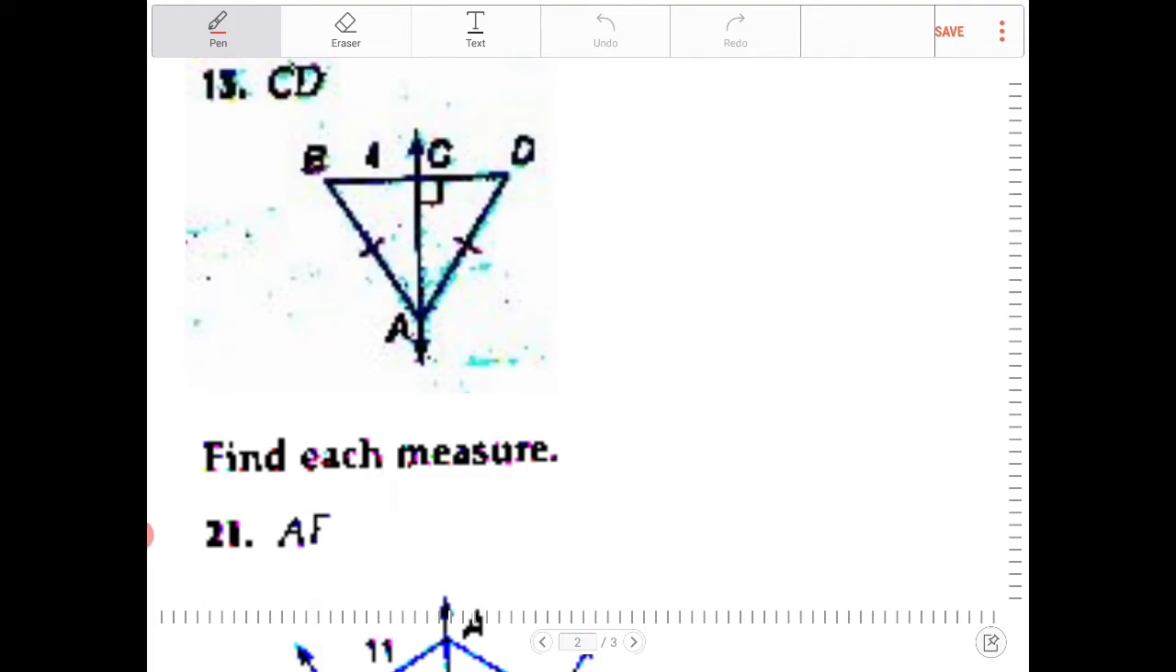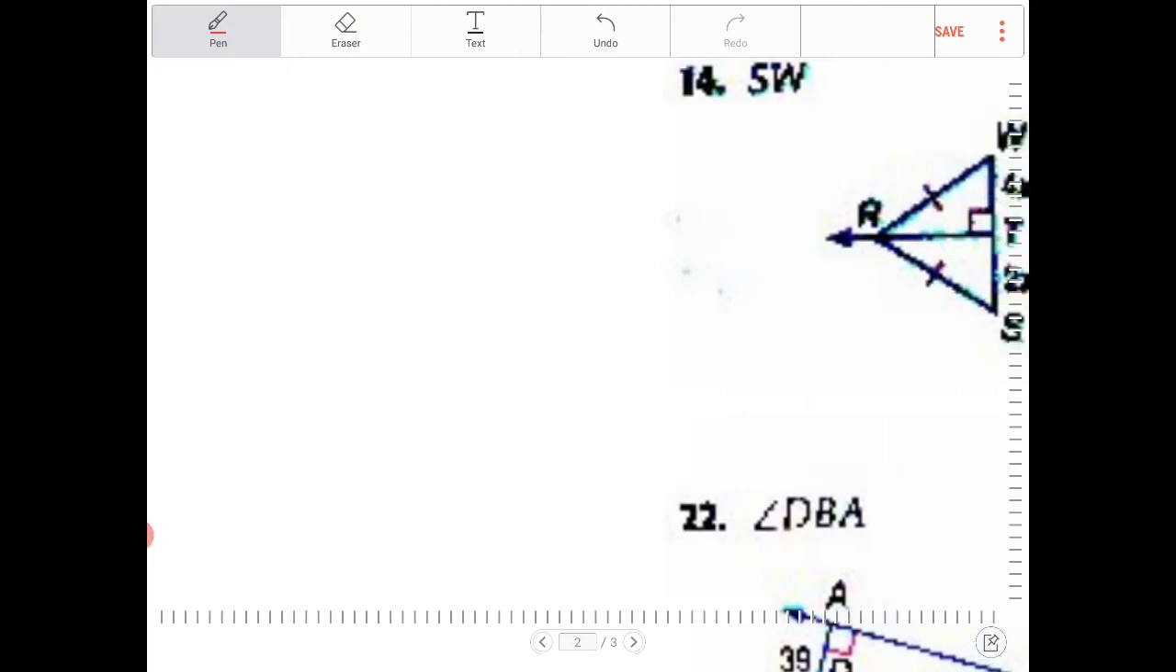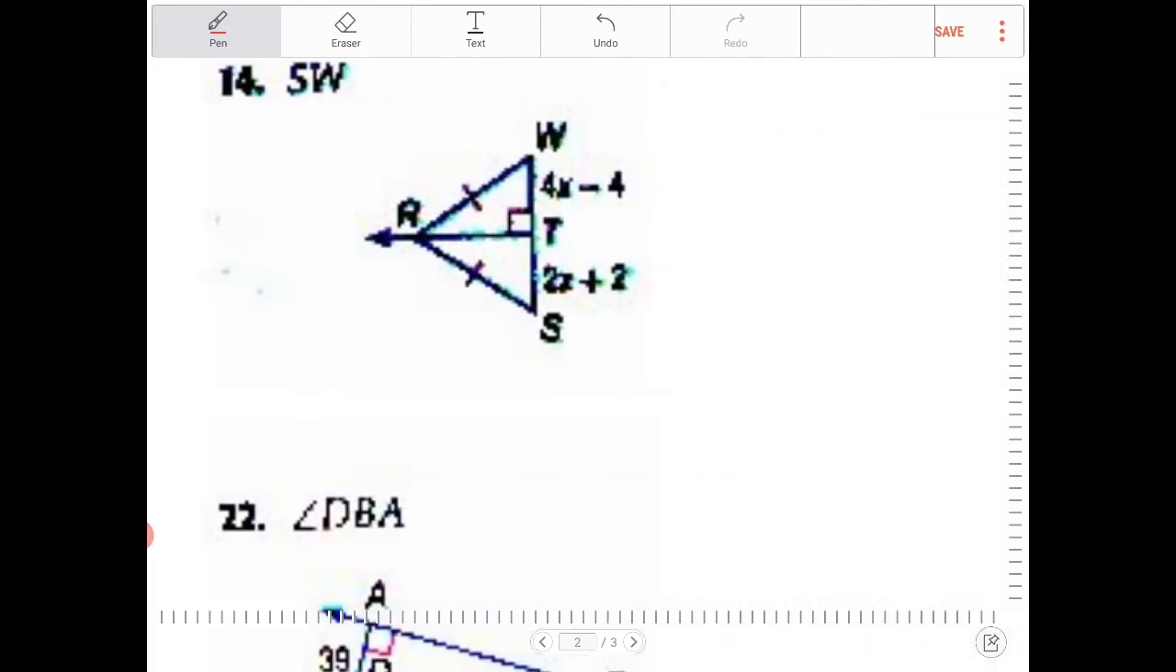Next, this is again a perpendicular bisector. So BC is equal to CD, which is equal to 4. Number 14, this is again a perpendicular bisector, so therefore I can say 4x minus 4 is equal to 2x plus 2. Subtract 2x from both sides, add 4 to both sides, divide by 2 on both sides. I end up with x is equal to 3.